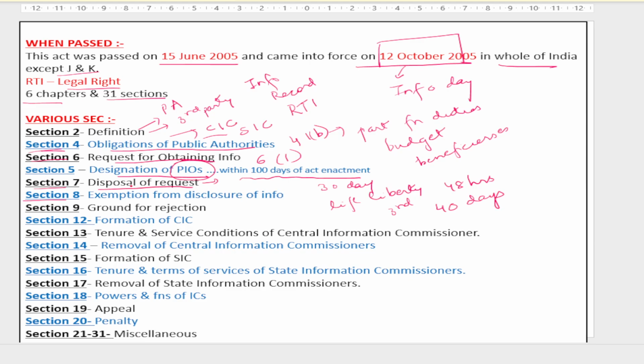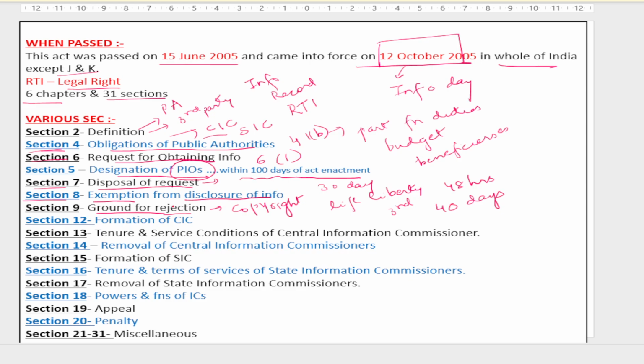Then Section 8. Section 8 covers the various exemptions from disclosure of information under the RTI Act. Then Section 9. Section 9 also deals with the ground for rejection of application for information, and the ground for rejection is copyright infringement. So if the information sought infringes on the copyright of an individual other than the state, then it can be rejected.